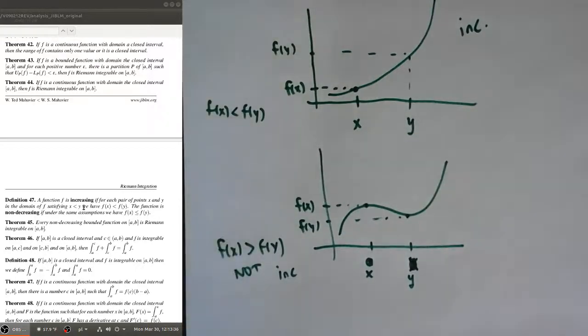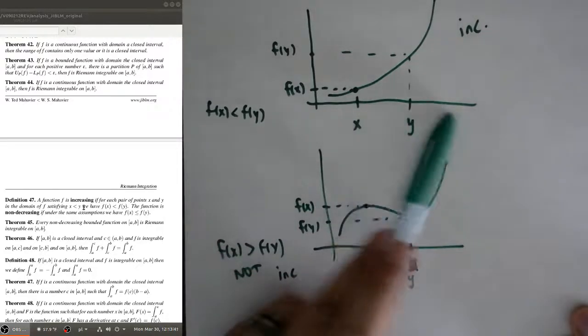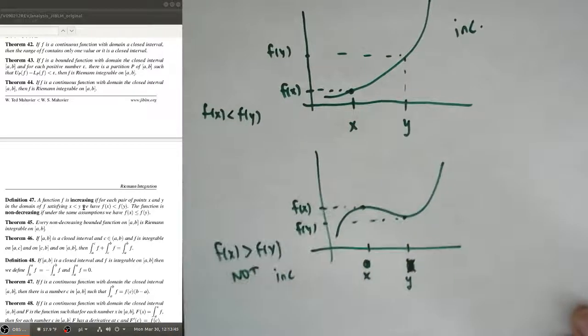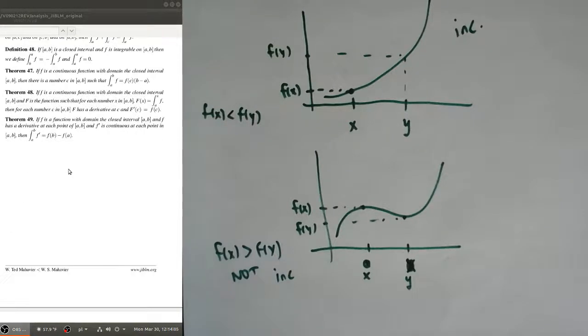So the important thing there is that this occurs for all pairs of points. It's not just one pair of points that can determine increasing. It's that it happens for every pair of points. And then we say non-decreasing if you have or equal to in there. There's a difference between positive integers and non-negative integers, right? Non-negative allows 0 in there.